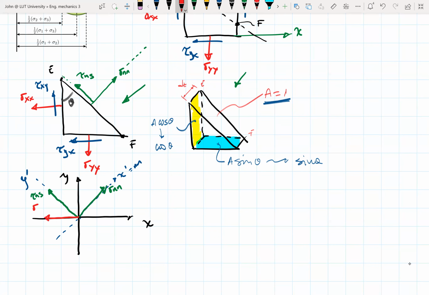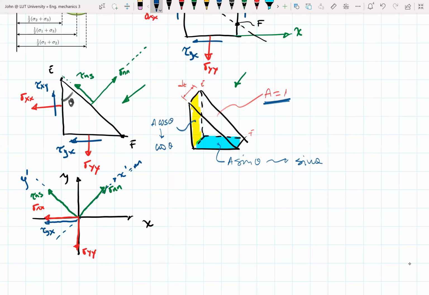I have the normal stress sigma X, the normal stress sigma Y, but I also have the shear stresses. I would represent it like this. Please follow this. I will draw the arrows with the same length, but it doesn't mean that they are the same. It's just for a representation point of view.